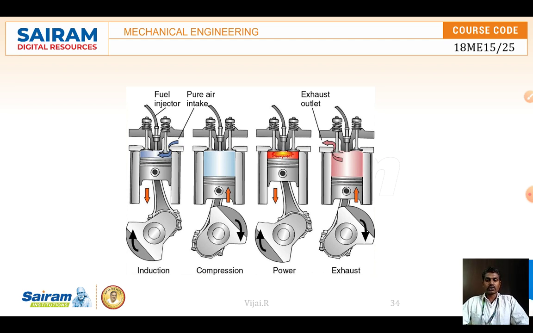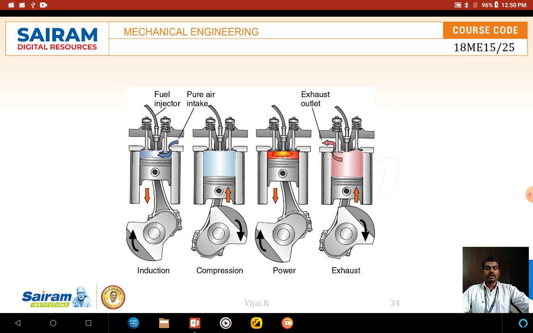Once the power stroke is done, in the fourth half revolution the inlet valve is closed and the exhaust valve opens. The burnt gases inside are moved outside of the cylinder. Now all four strokes are over. This is how a diesel engine works, and we have also seen how the diesel cycle works on this principle.